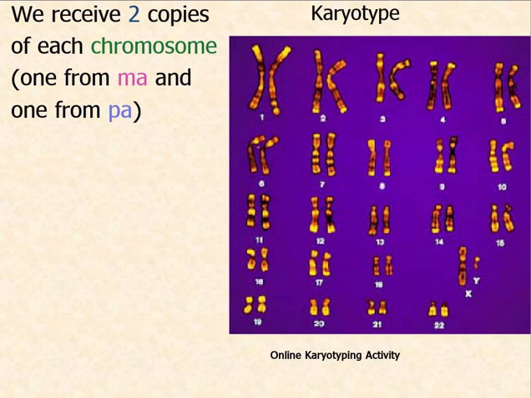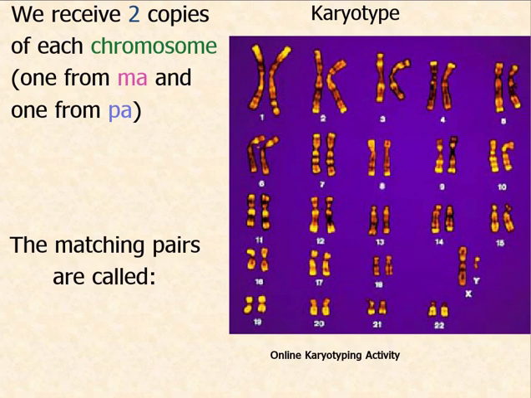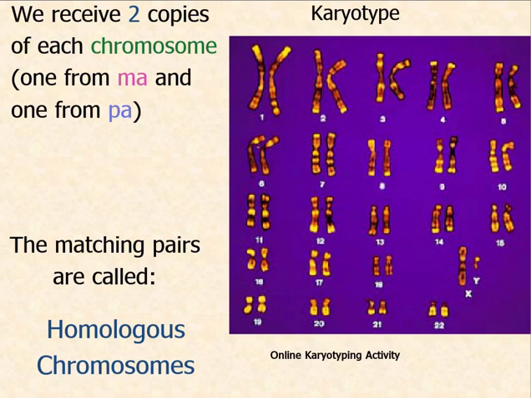Now, hopefully you recognize this photograph of the DNA called a karyotype, and by now you're able to identify that the gender of this individual is a male. You see the X and Y chromosomes. We received two copies of each chromosome, one from your mom and one from your father. Those matching pairs are called homologous chromosomes. Remember, the prefix homo means same. The chromosomes aren't necessarily exactly the same, but they have things in common.